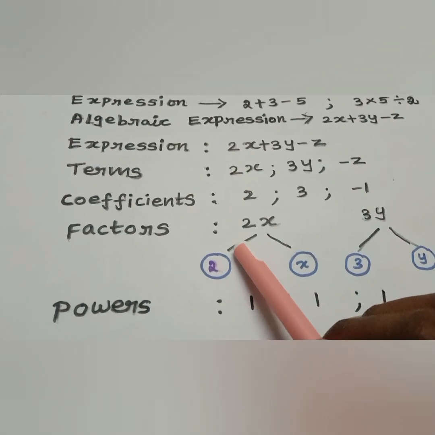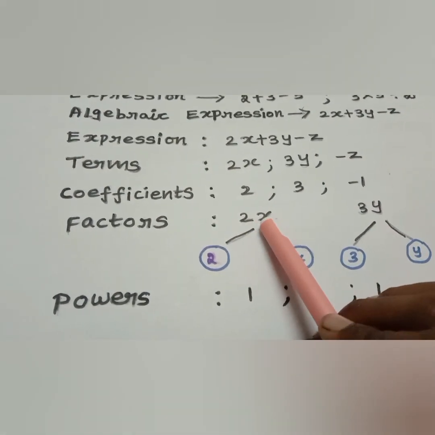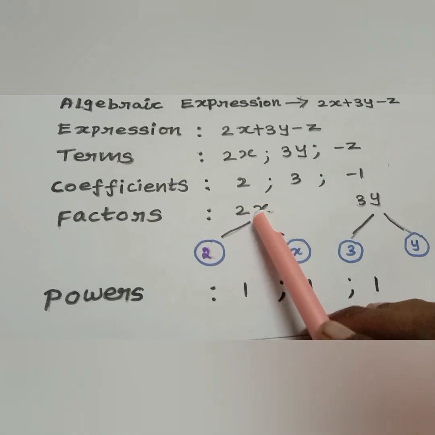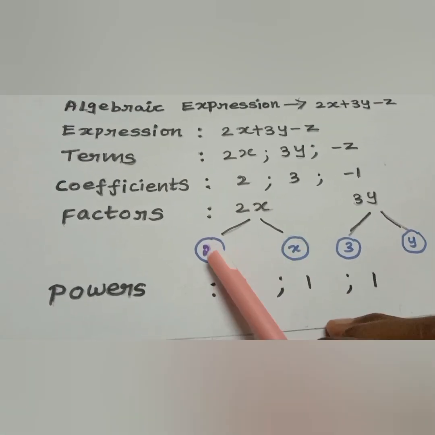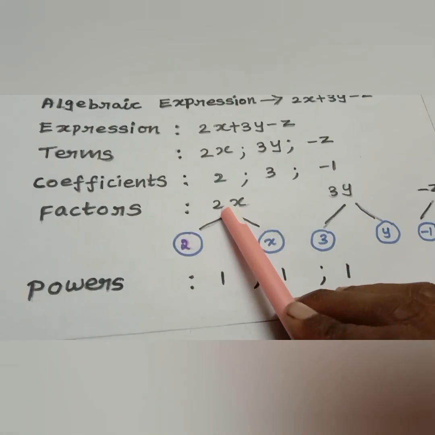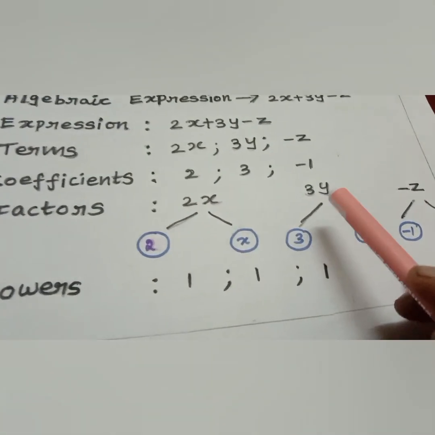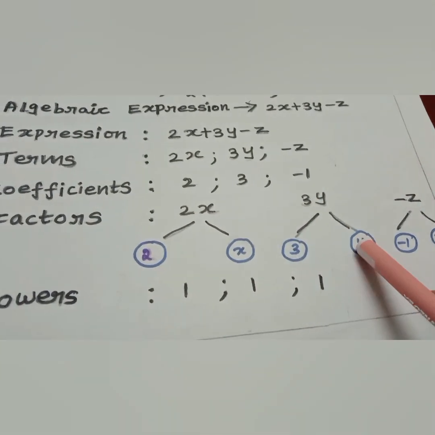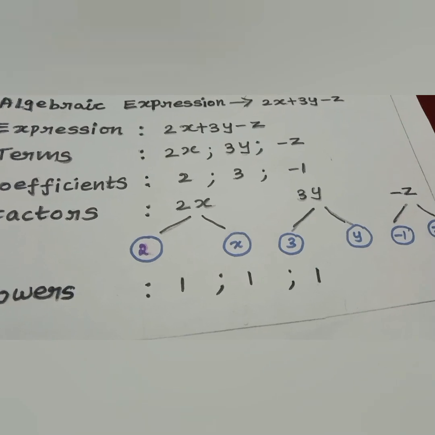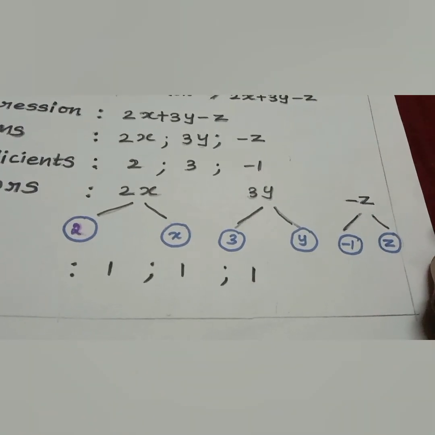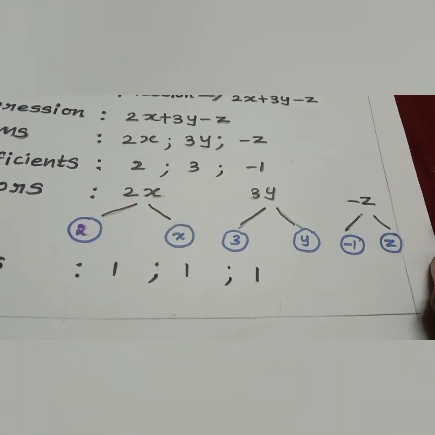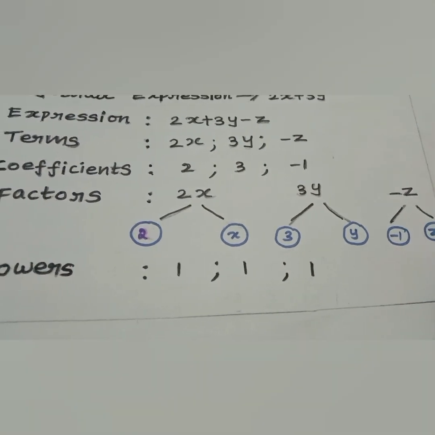The next one, factors. Consider this term 2x. This 2x can be written as 2 into x. So 2 and x are called the factors of 2x. Similarly 3y is 3 into y, so these are called factors of 3y. Minus 1 and z are called factors of minus z.